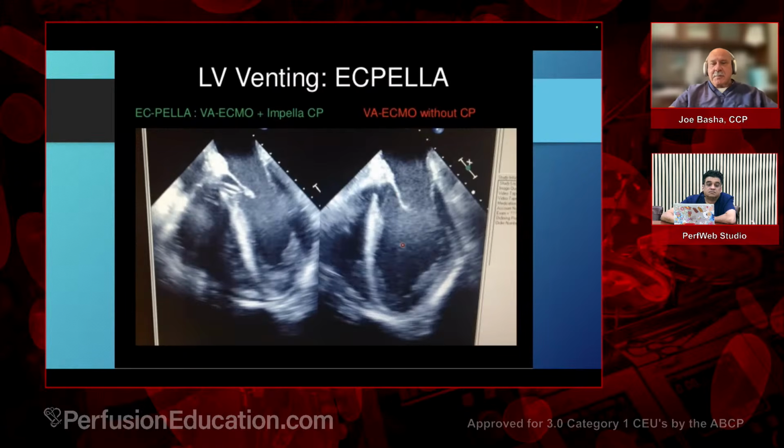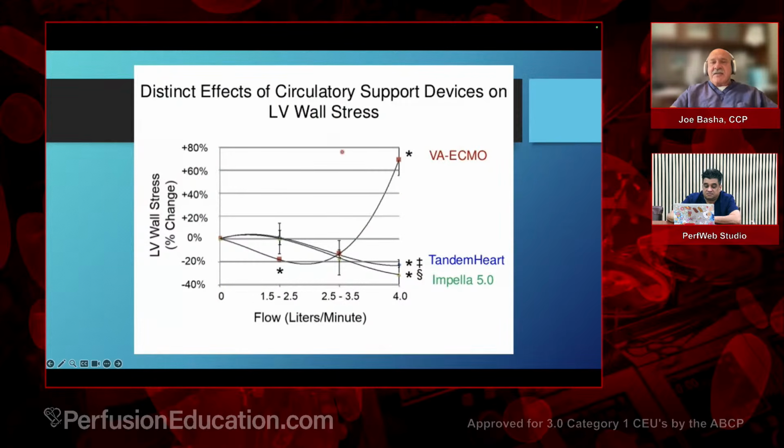This is an example of what you might see on VA ECMO without an Impella in, and you can see that the intraventricular septum is deviating into the right ventricle. It's very, very distended, a very big problem to leave like this. And here you can see with the Impella, we call it ECPella, I think ECPella is the name that we use now. And the CP is generally a good device for venting, but you can see now the normal geometry of the LV. The septum is normal, no longer deviated into the right side. This gives you an idea of wall stress and how that can be a problem.